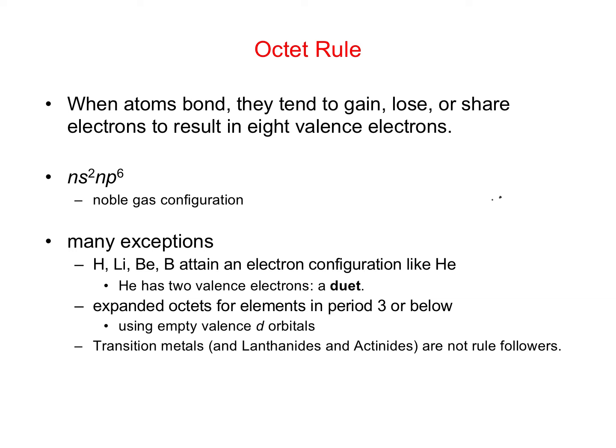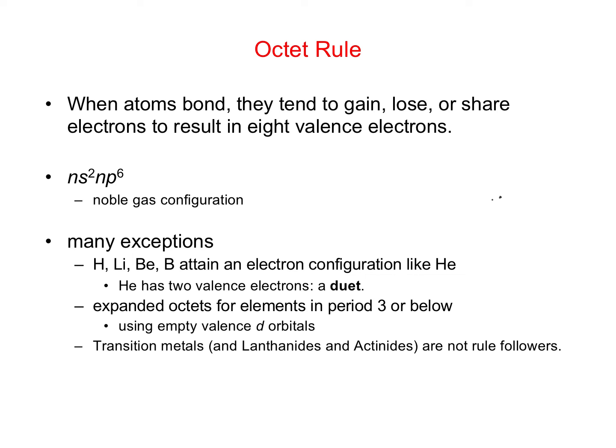Basically they want to have 8 valence electrons, or have an ns2 np6 configuration, where n is just whatever the valence shell is. We've talked before about how atoms like to look like noble gases, and that's because noble gases have these 8 valence electrons. Now there are a lot of exceptions.